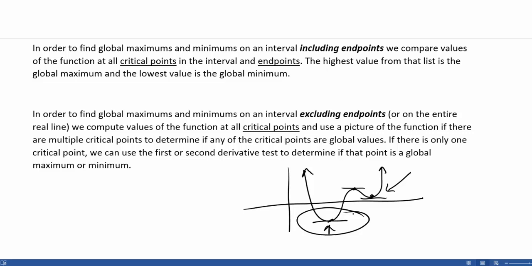Now, let's look at some examples of how we're going to compute these in various ways, where we look for global maximums and global minimums of different functions.